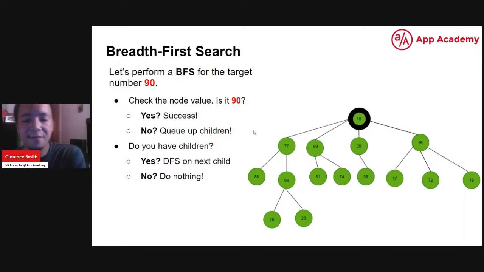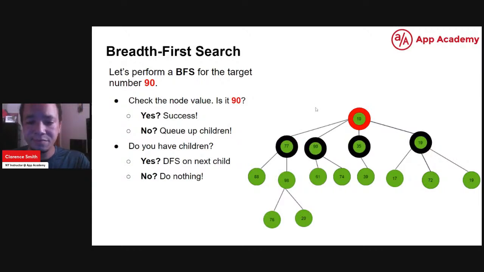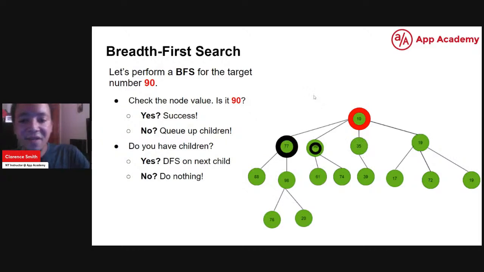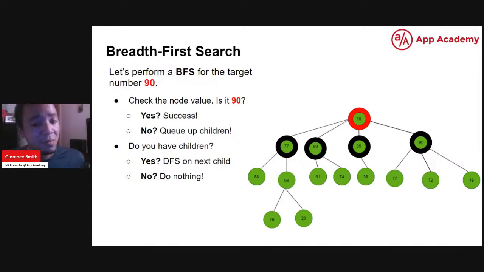And what that looks like is, here we go. Starting with the number 10, we're going to say, oh, the number 10 is not 90. So instead of just checking 77 and then checking children, we're going to look at all the children and queue them up. I'm going to play that again for effect. Notice how they are bubbling up in order. 77, 90, 35, 19. That is the order that I'm going to be checking these things because it is a queue. Whoever's first comes first.